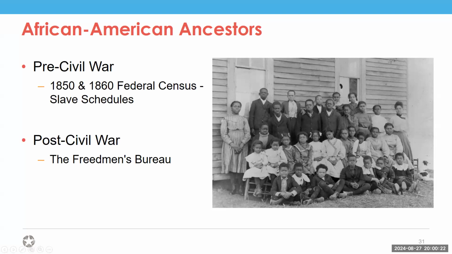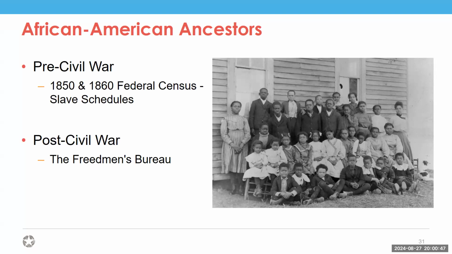Oftentimes descriptions of the enslaved person will be found in the records. Most will omit personal names. It would just be the name of the enslaver. But sometimes people would fill things out incorrectly and would put the name of the enslaved person.